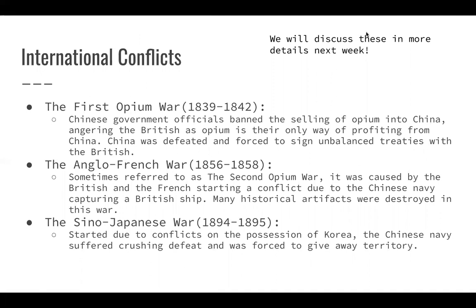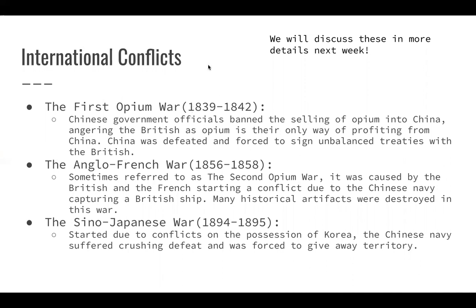International conflicts. There have been several international conflicts in Qing history. The first major one is the First Opium War, which started in 1839 and lasted until 1842. It happened because Chinese officials banned the selling of opium into China, angering the British, as opium was their only way of profiting from China. In the war, China was defeated and forced to sign unbalanced treaties with the British, which lost them a lot of land and money.